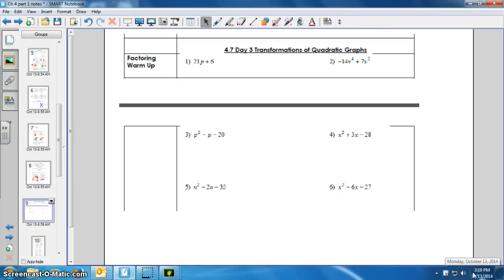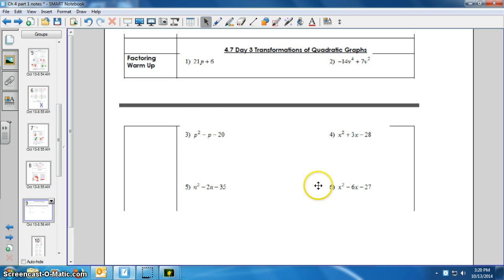Alright, so this first section of 4-7 Day 3 is going to be a review of the two factoring concepts that we've already done from the previous lessons. So these first two questions are going to be solving by factoring by pulling out the greatest common factor. So the biggest thing you can divide out of each of those, and we put it out front.